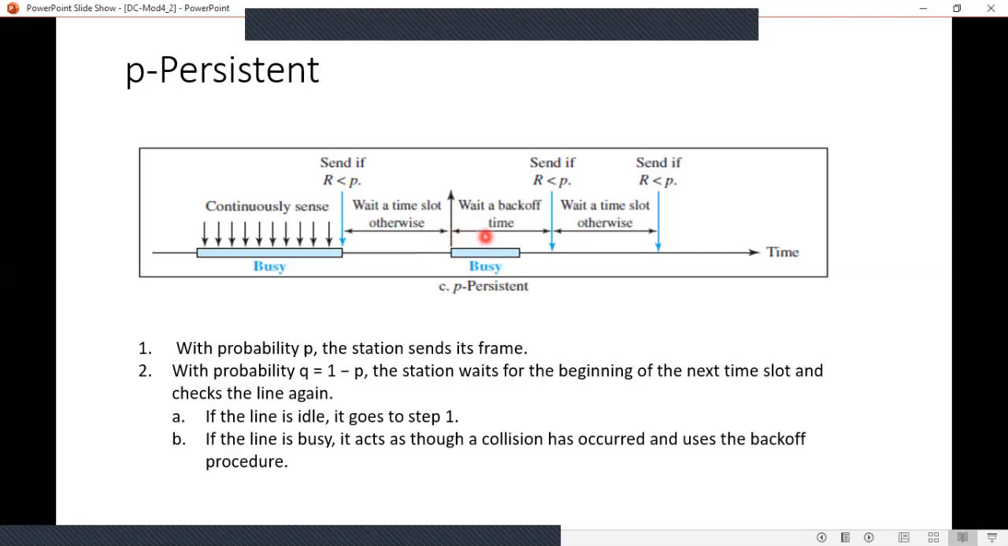Here it is wait a back off time, that is going back, and the back off time is nothing but TB, that is the propagation time into the random period, isn't it? And then again it will sense the channel if it is busy. It will sense the channel again. It will check if the random period is less than the propagation time, then it will wait for a time slot, and then it will transmit the frame.